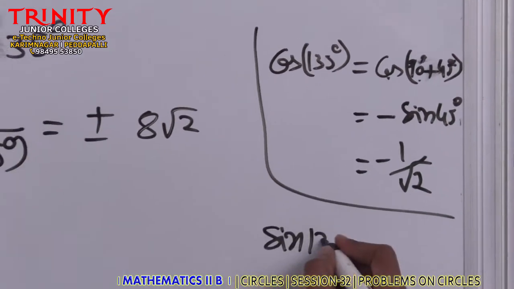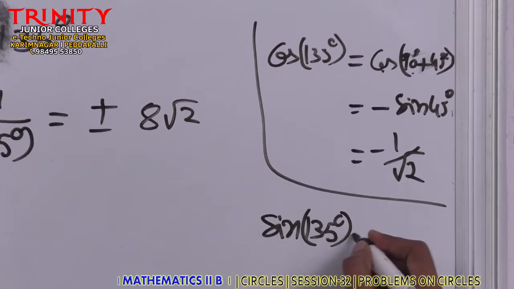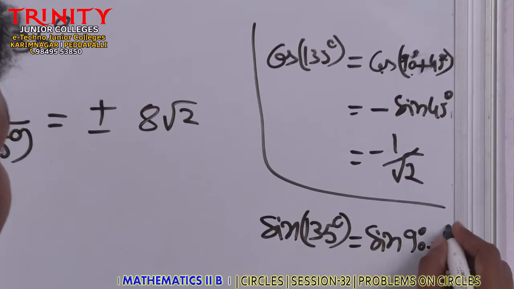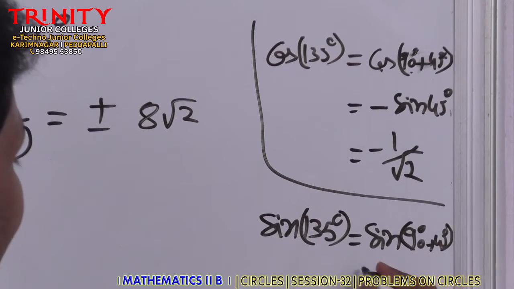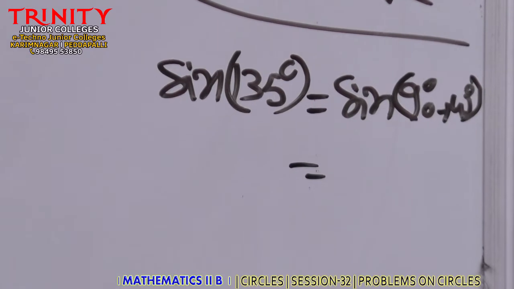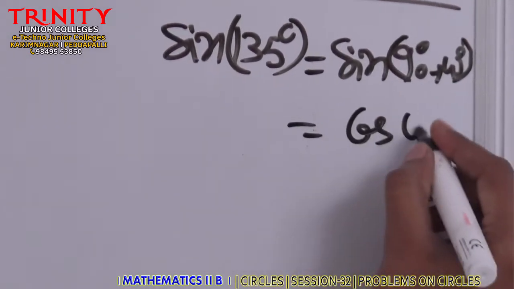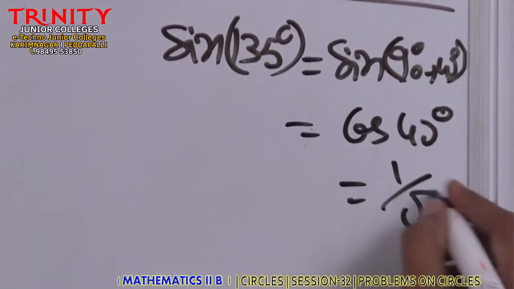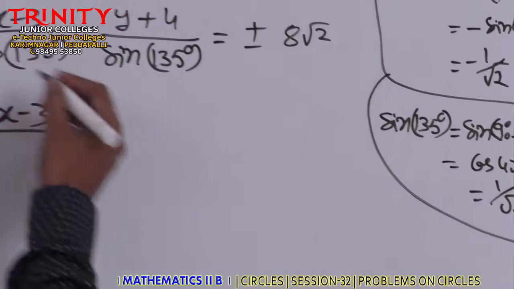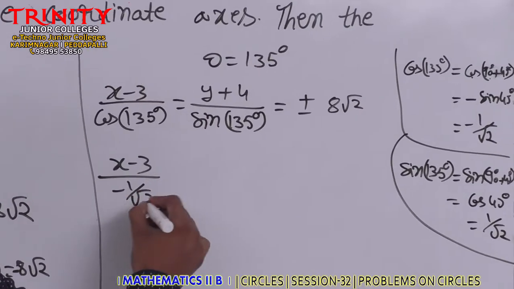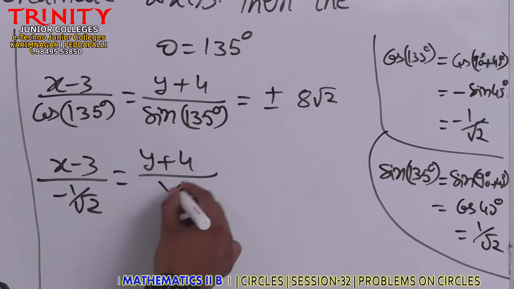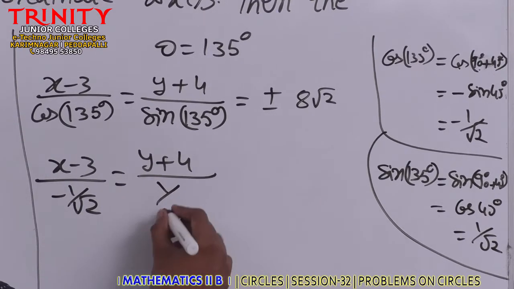Similarly, sin 135 degrees is sin(90 + 45). Sin(90 + theta) is in the second quadrant, where sin is positive. Sin 90 is converted into cos, so cos 45, which equals 1 by root 2. These values help the calculation. (x - 3)/cos 135, which is minus 1 by root 2, equals (y + 4)/sin 135, which is 1 by root 2.